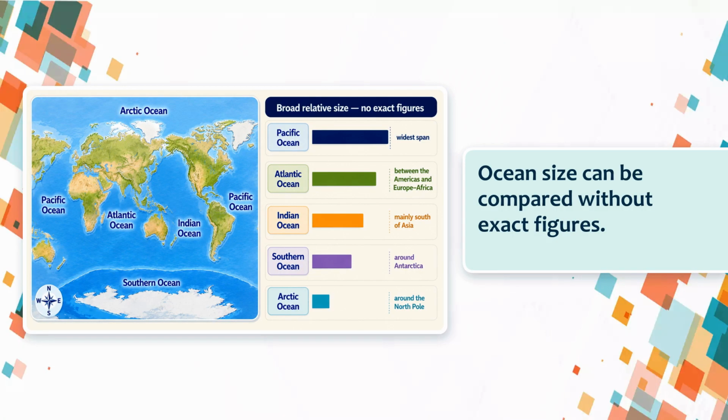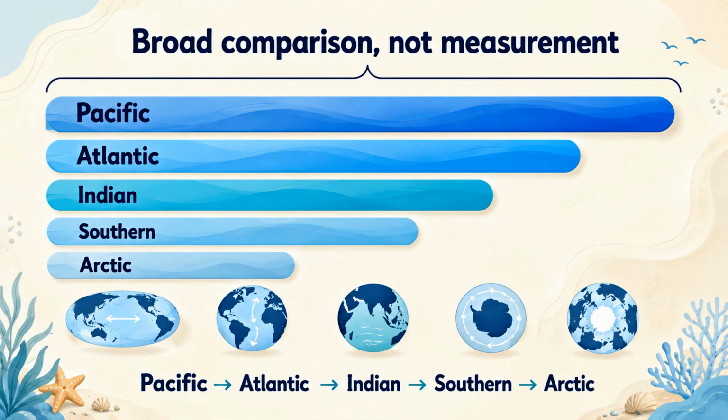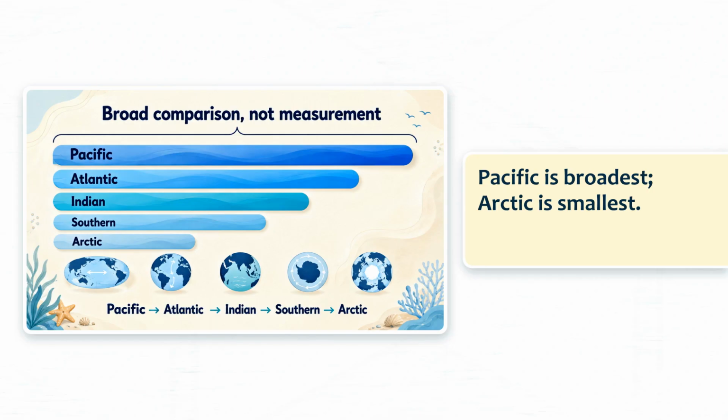Ocean size can be compared without exact figures. The map and bars are enough to recognize the main differences. The bars show only broad size order, and the map supplies position. Together, they help distinguish the oceans without requiring exact area numbers or turning the diagram into a precise measurement chart. Broad comparison is enough. Pacific is broadest, Arctic is smallest. Position clues help identify the 3 oceans between them.